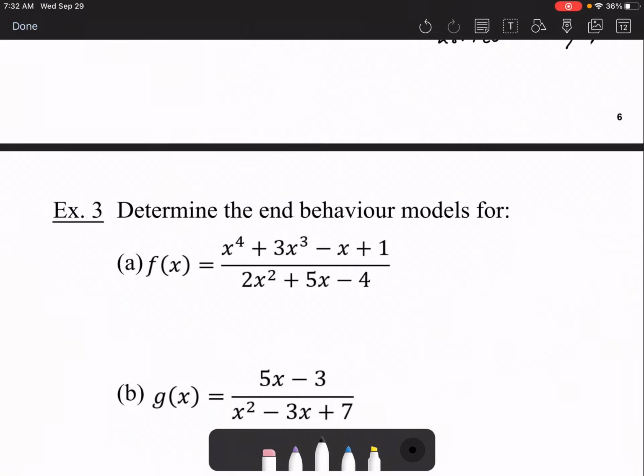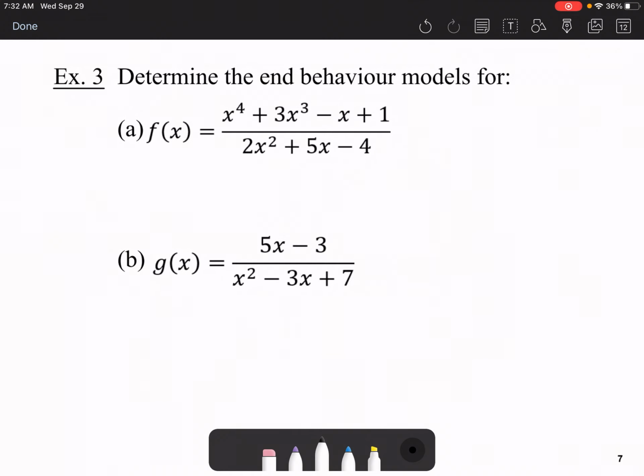Okay, so let's take a look at some other possibilities. So here we're going to determine the end behavior models for these two functions. So for my numerator, my numerator is an x to the 4, so I'm going to divide by x to the 4 in the numerator.